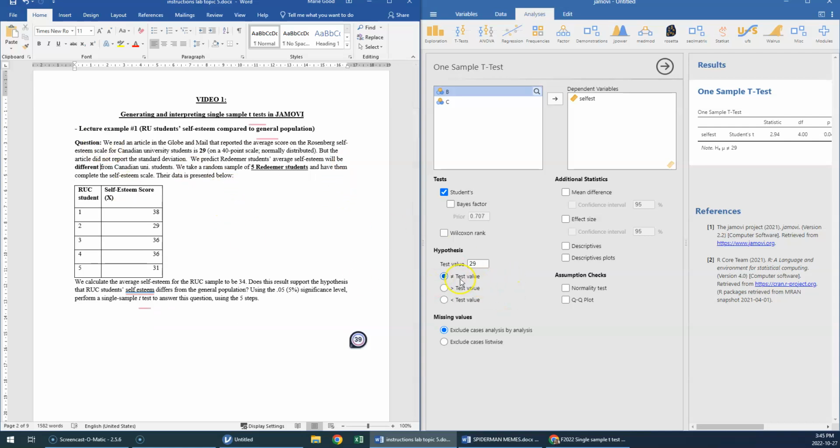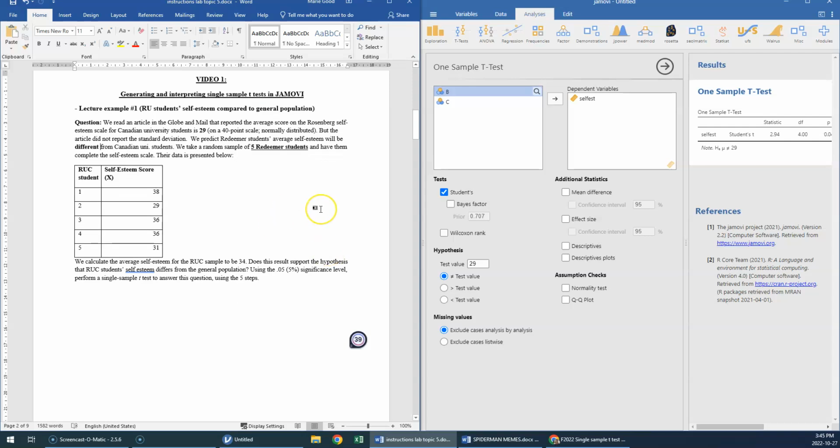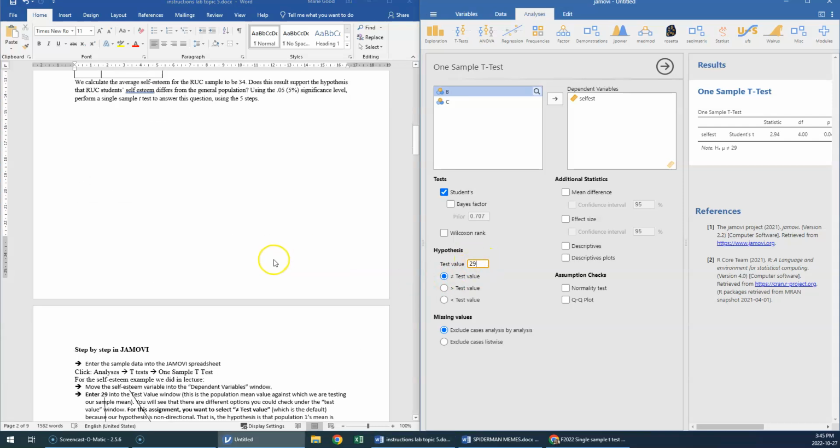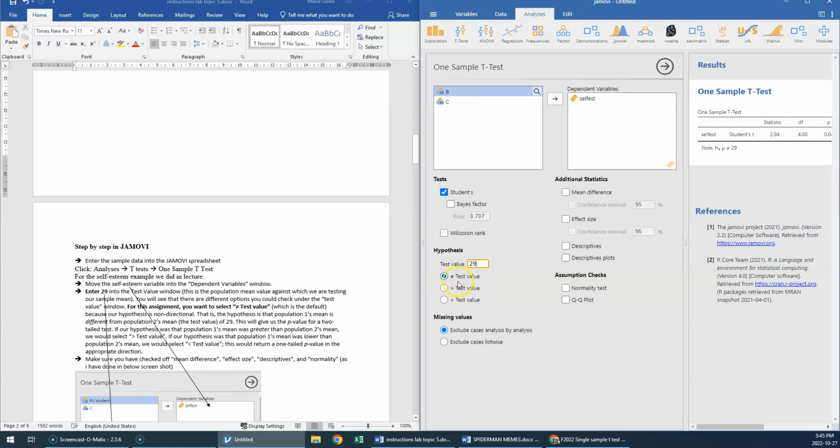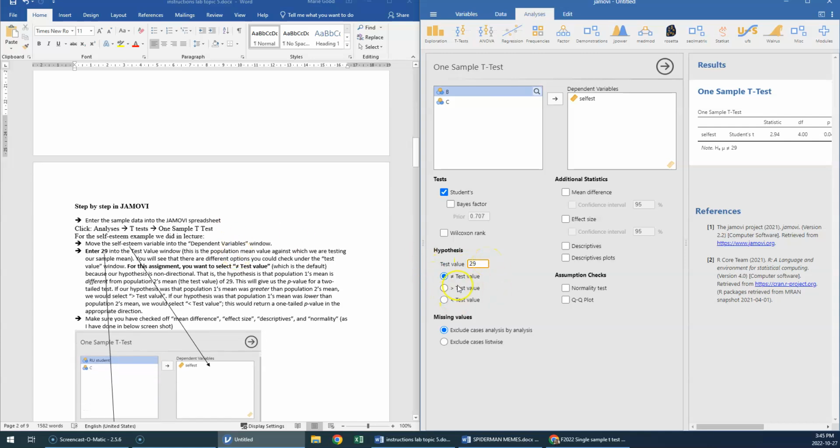And it means that the research hypothesis is simply that our sample mean, or in other words, our mean of population 1, is just not equal to the mean of population 2, which is our test value. So if you have a non-directional test, then you can leave the default checked off. Jamovi does a two-tailed test as a default, but if you have a directional test, you will have to select which of these two options you're picking, right?